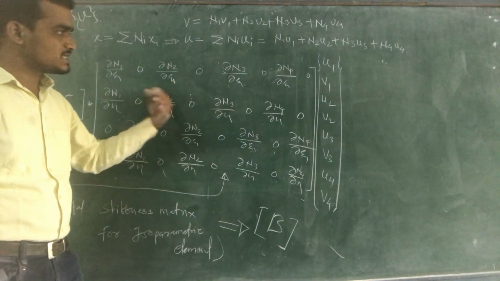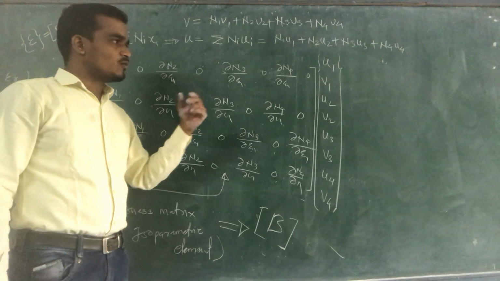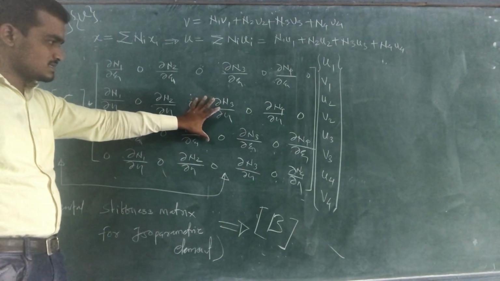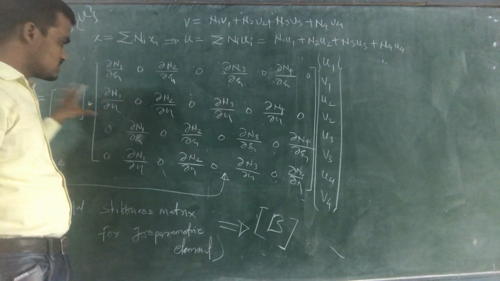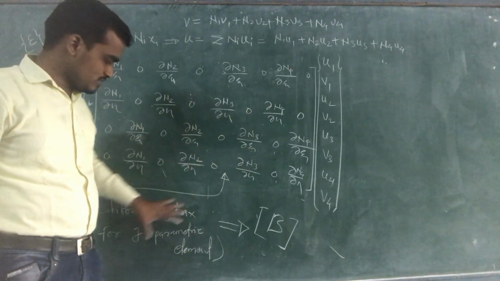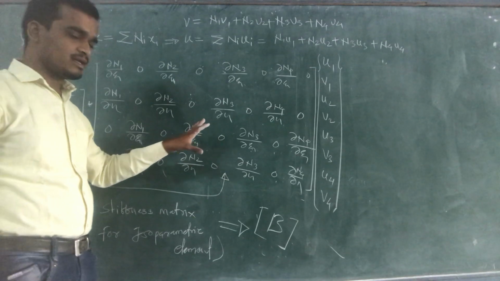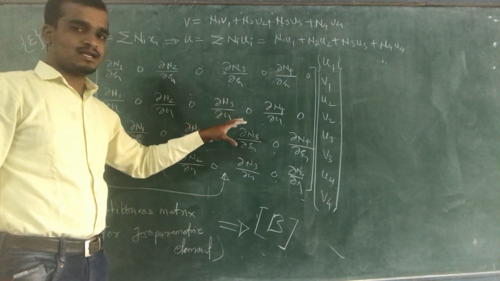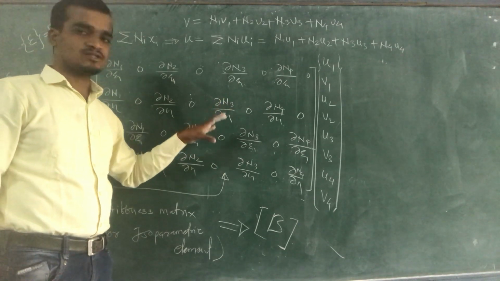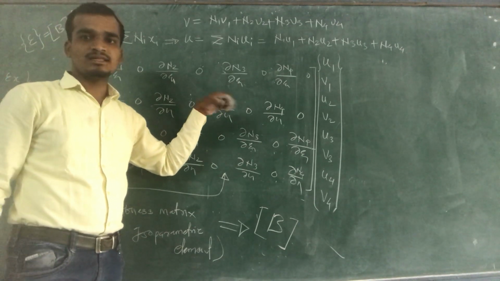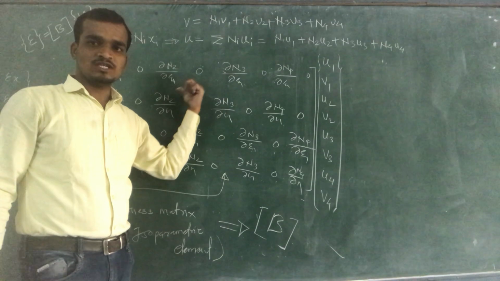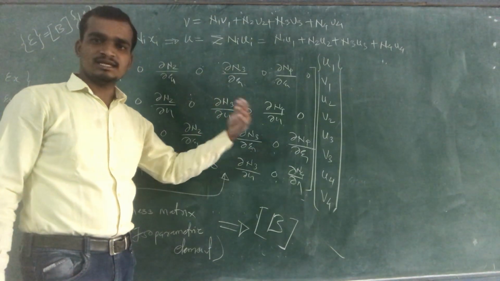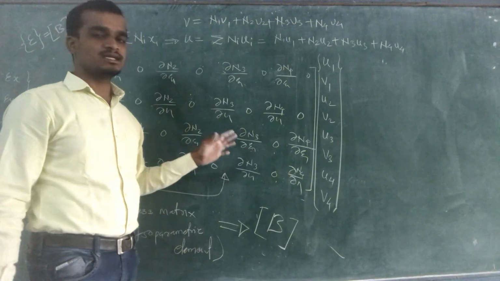In the next lecture we will solve one or two examples. For this elemental stiffness matrix, no example will be asked in your exam. But for the Jacobian matrix, there is a chance of being asked to determine the Jacobian matrix for a given isoparametric element. So we will see such types of examples in the next lecture, and here I am concluding this lecture.